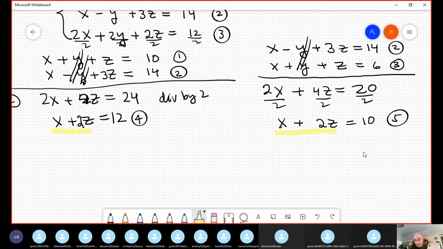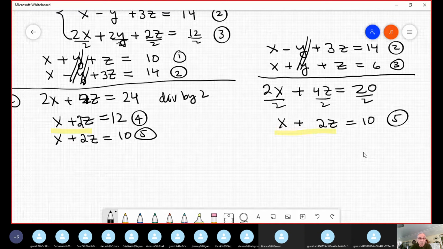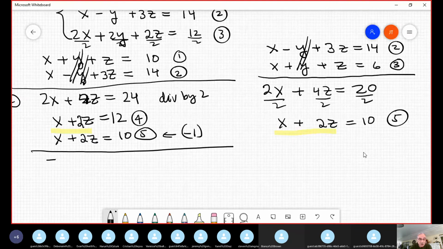This is a contradiction. But okay, I understand that you don't see that. So you put together equation 4 and equation 5. And one more time, we apply elimination. You multiply, for example, the equation 5 by -1, because I want to create here negative x minus 2z equal minus 10. No?